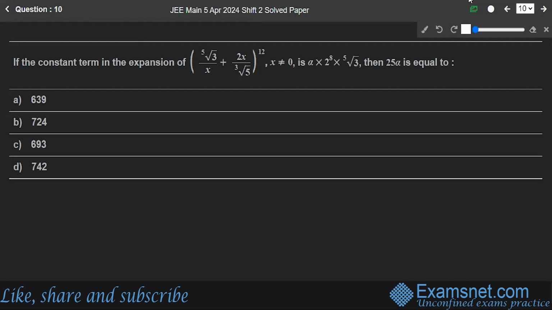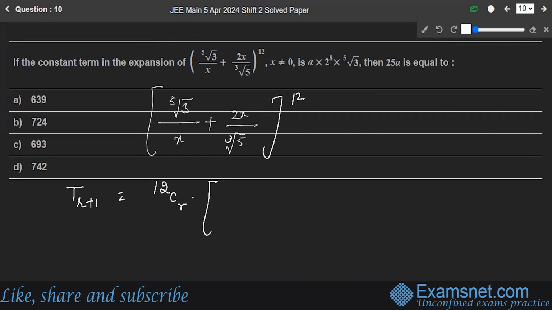Question number 10. If the constant term in the expansion of this expression, where x is not equal to 0, is given by this, you have to find out the value of 25 alpha. Let's write down the expression. You have fifth root of 3 divided by x plus 2x divided by third root of 5, whole raised to power 12. So any general term T(r plus 1) is given by 12Cr, first term (fifth root of 3 upon x) raised to 12 minus r, times (2x upon third root of 5) raised to power r.